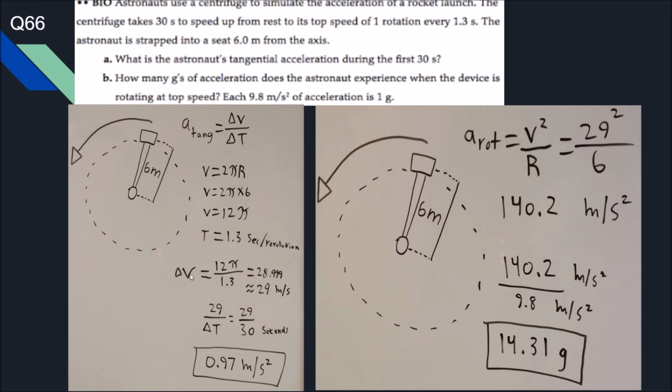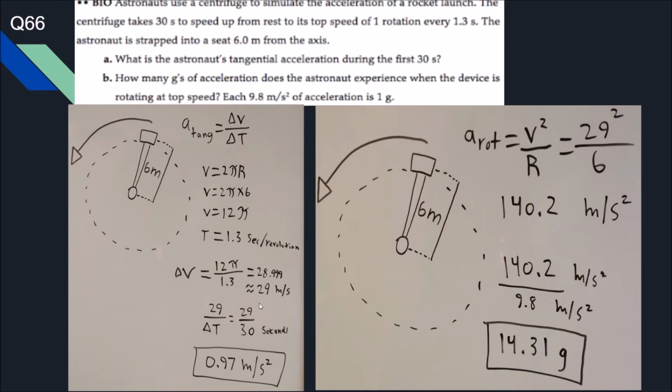So then we will find the tangential acceleration by implementing the 30-second delta t right here. Because we now have delta v, which is 29 meters per second, over the delta t, which is 30 seconds, starting from 0 and going to 30, which leaves us with a tangential acceleration of 0.97 meters per second squared. Now to part B.